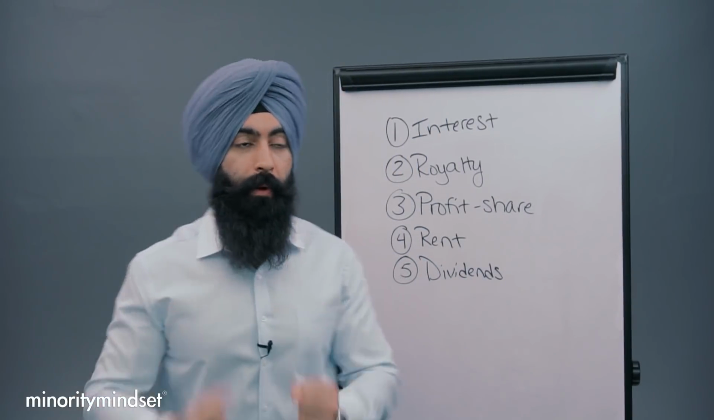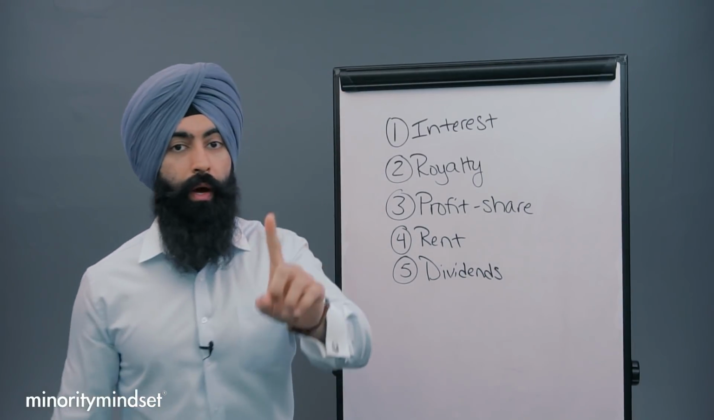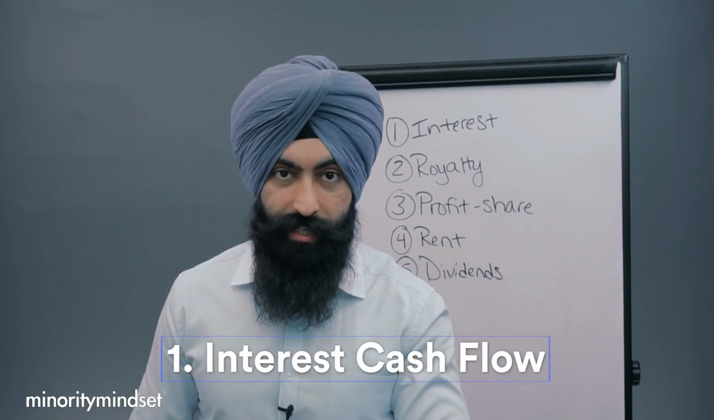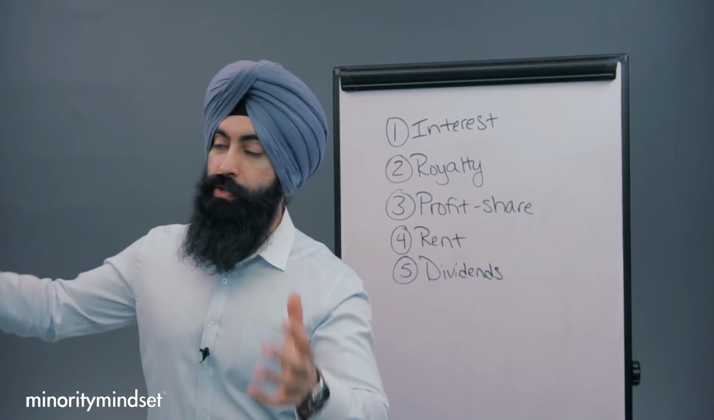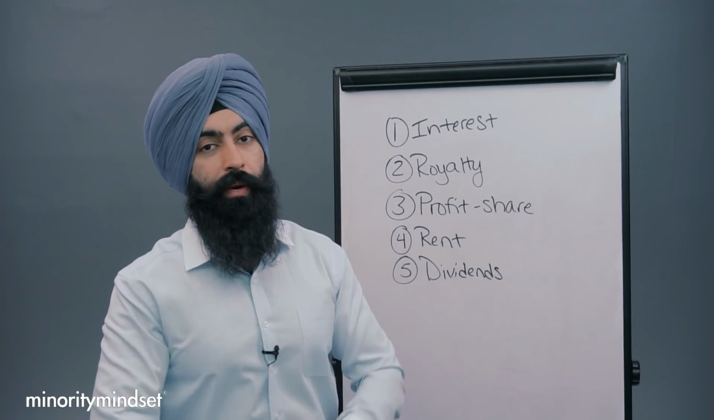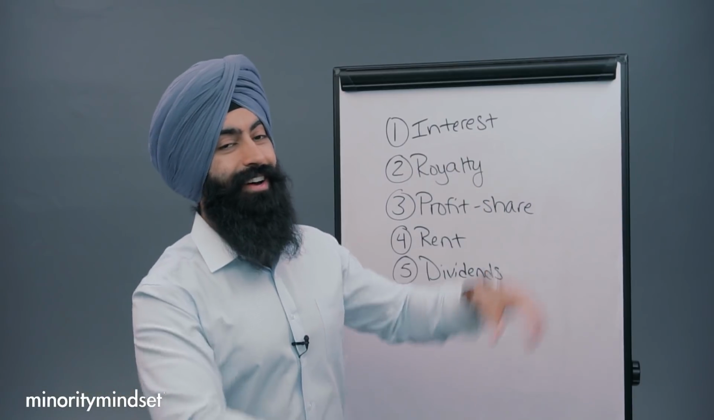There are 5 ways for you to generate cash flow. You have to use your money to buy one of these 5 things. Number 1 is to generate interest cash flow. The way it works is you take your money and now you lend this out to someone else. So you take $1,000, you lend it out to your cousin Bunty.